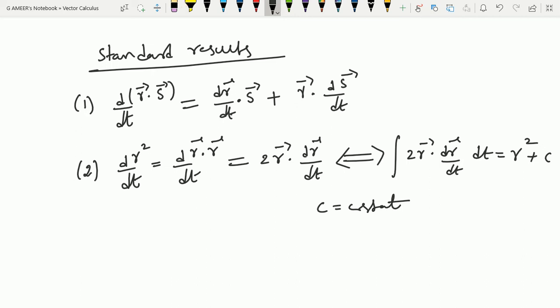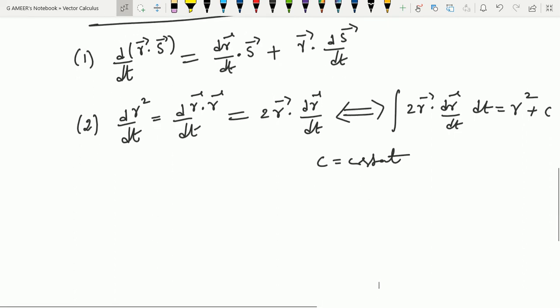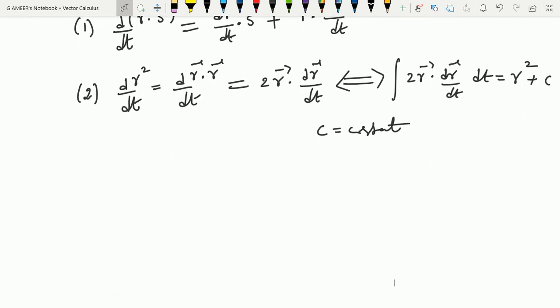Okay, let us go for the third problem. Third result we can say. These are the formulas we need to remember. Let's say for example, the third result as follows.